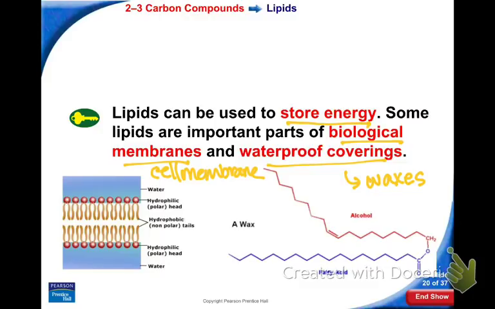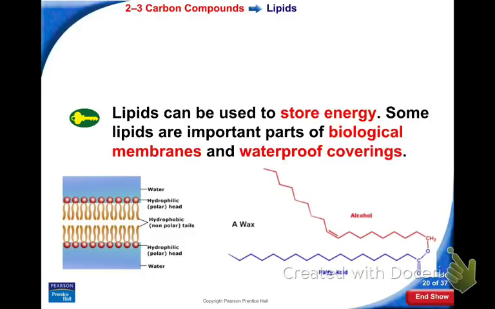Plants will use waxes on the cuticle of their leaves, the outer layer of their leaves. So these are all examples of lipids and their uses, their functions in the body.